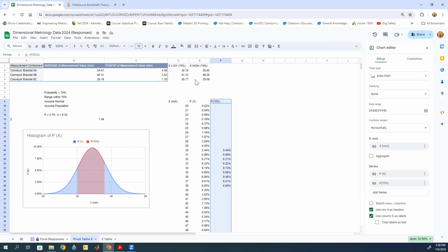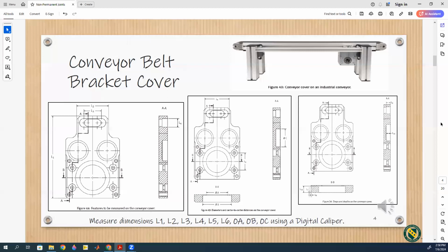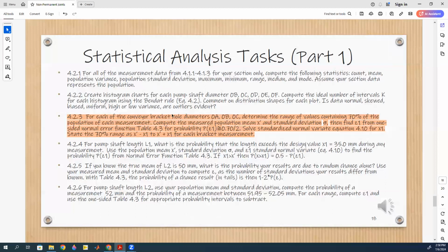Notice that this one is a little tighter. Hopefully that's more accurate measurements reflected in that. And some of these have rather large ranges. So that is the core response to the question about conveyor bracket measurements represented here in problem 4.2.3.